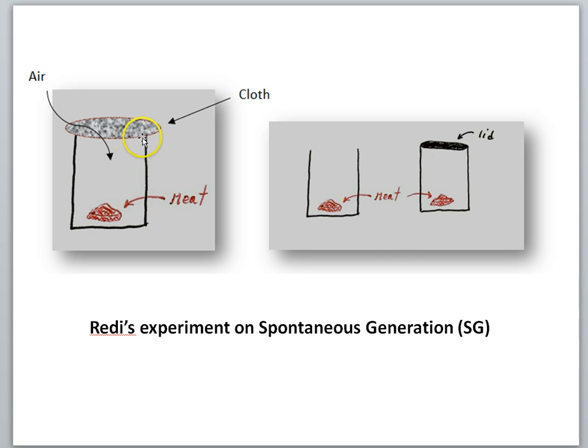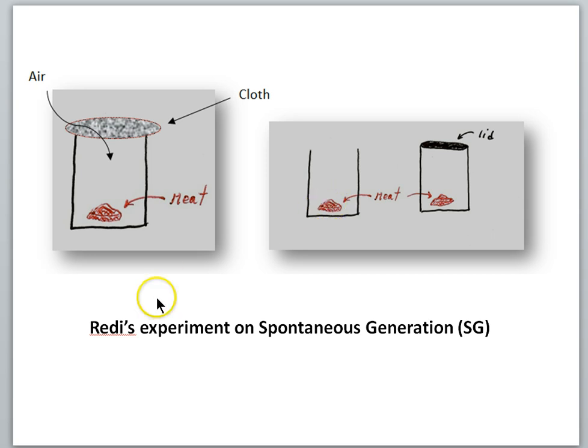So Redi fashioned another control condition where, instead of a lid, he put cloth over the jar. This allowed air, but it blocked the flies. Sure enough, he found no worms here. So from these experimental results, Redi concluded that spontaneous generation is not happening in the case of the meat here. Rather, the worms that you might find on meat come from fly eggs that were placed on the meat.